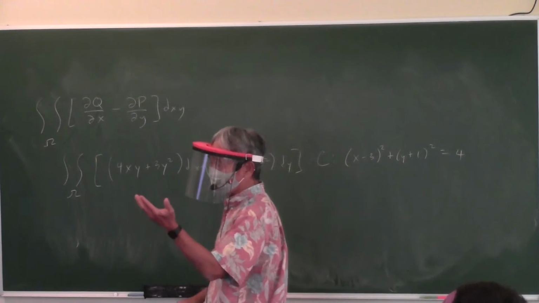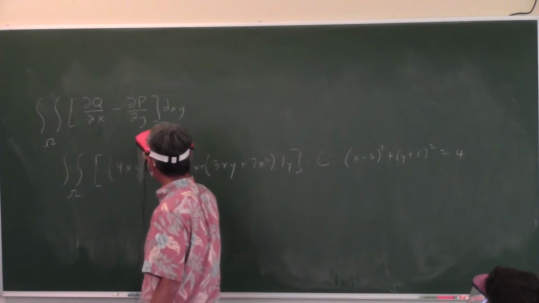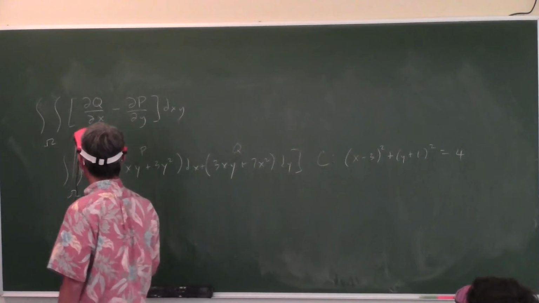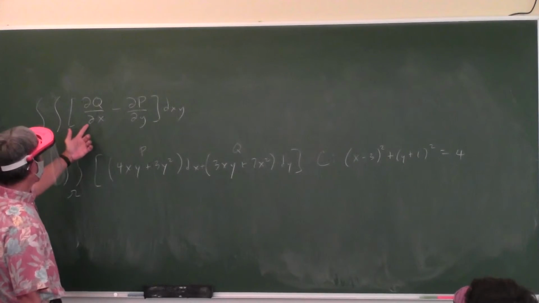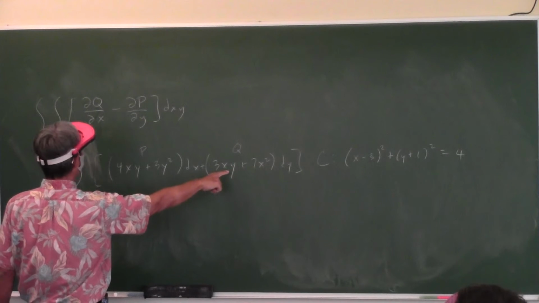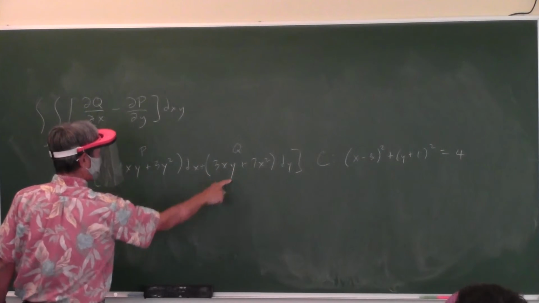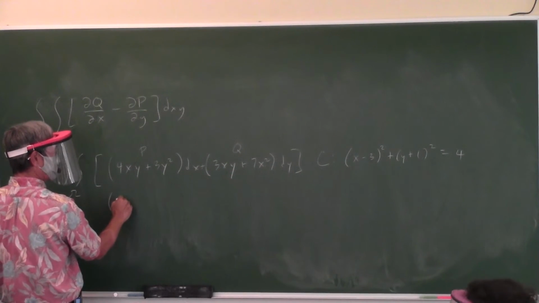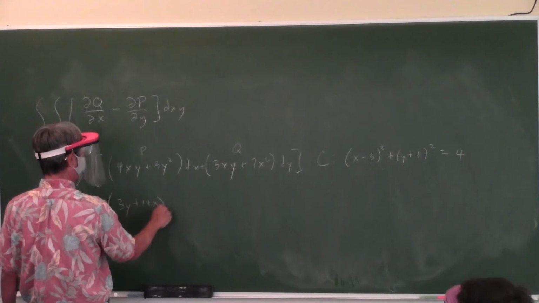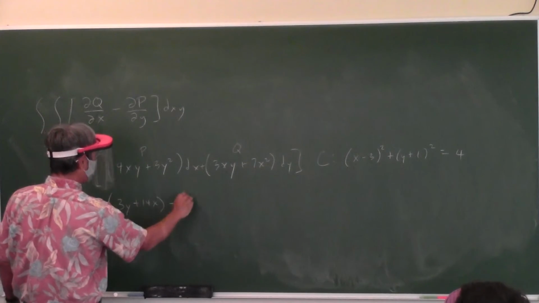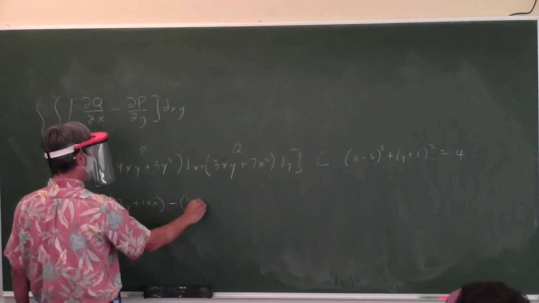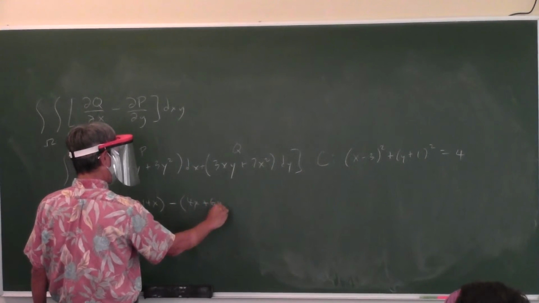Okay, so if you look at Green's theorem, this is P, this is Q. So all you have to do is compute the partial of Q with respect to X. What's the partial of this with respect to X? 3y plus 14x. Minus, now what's the partial of this with respect to Y? 4x plus 6y.